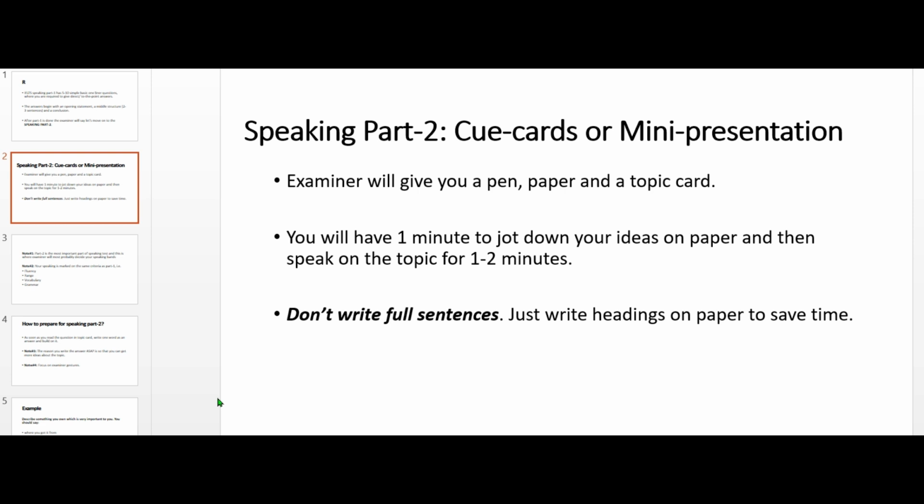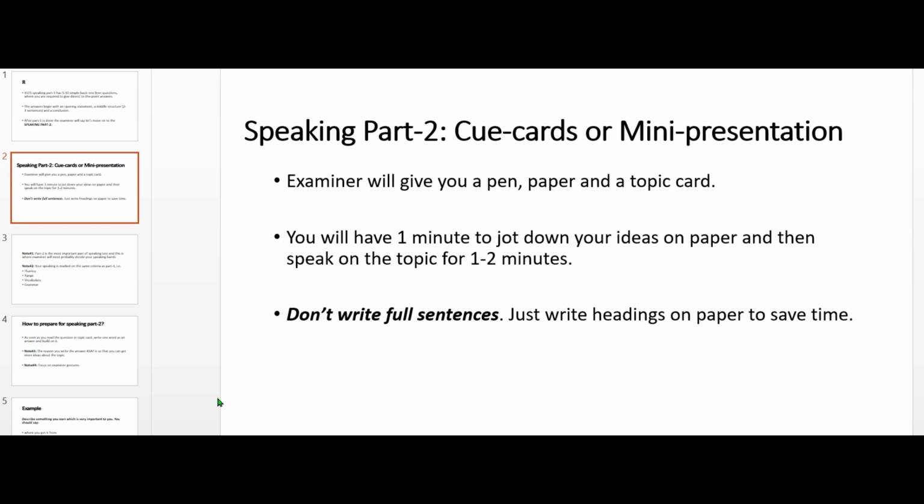With the pen or the pencil, you will jot down your ideas on the paper, and then, as I said earlier, you have to speak on this topic for 1 to 2 minutes. A pro tip I would like to mention here is that please do not write full sentences. You just have 1 minute, and in this 1 minute, all you can do is write the headings of the topic. This is how you will be able to save time and thoroughly cover that topic.